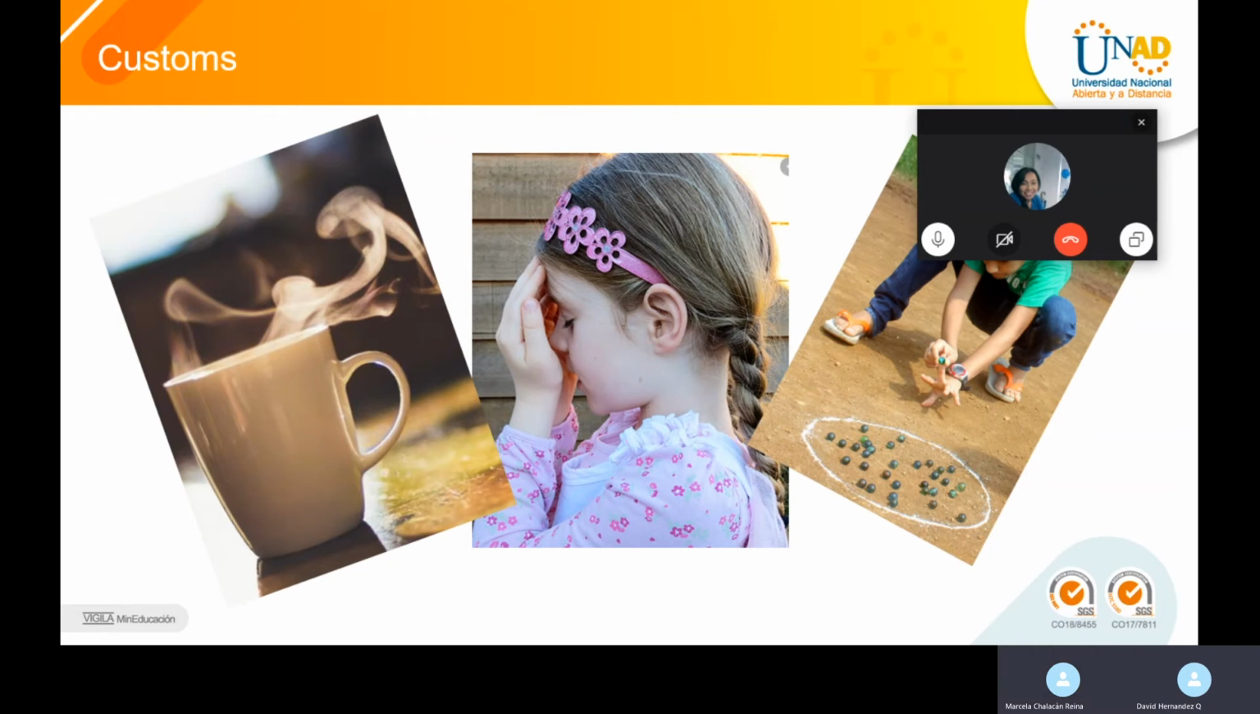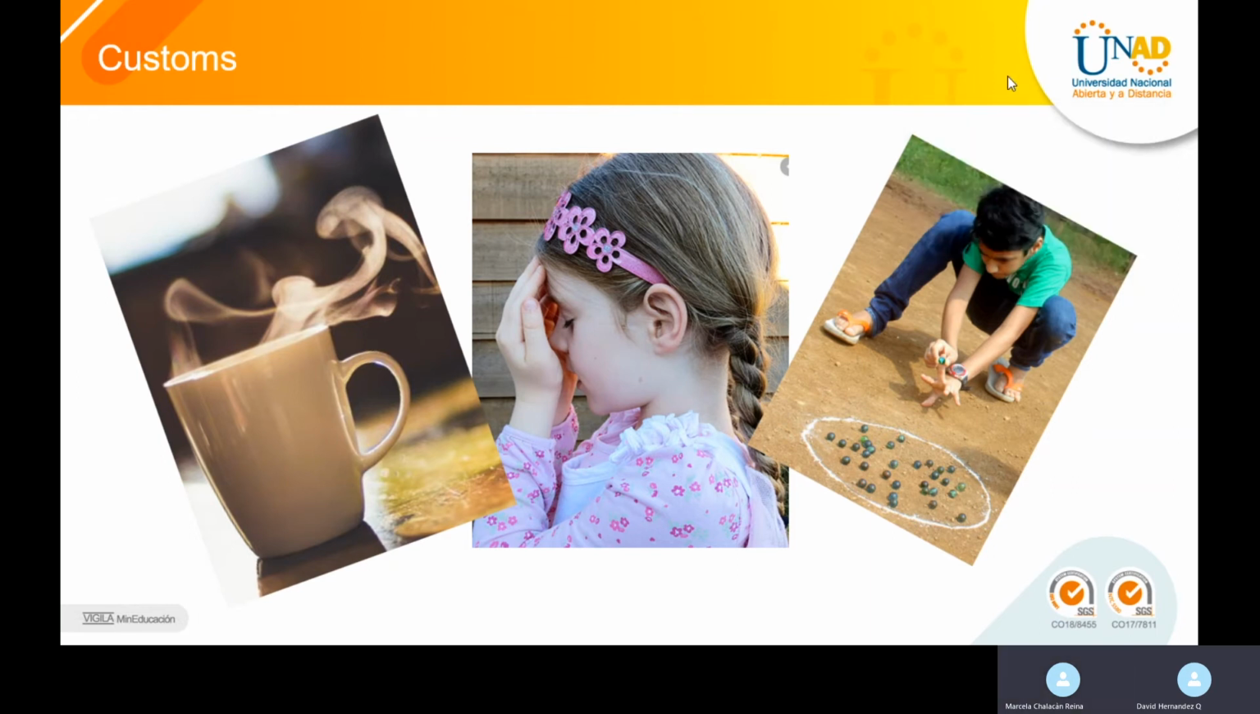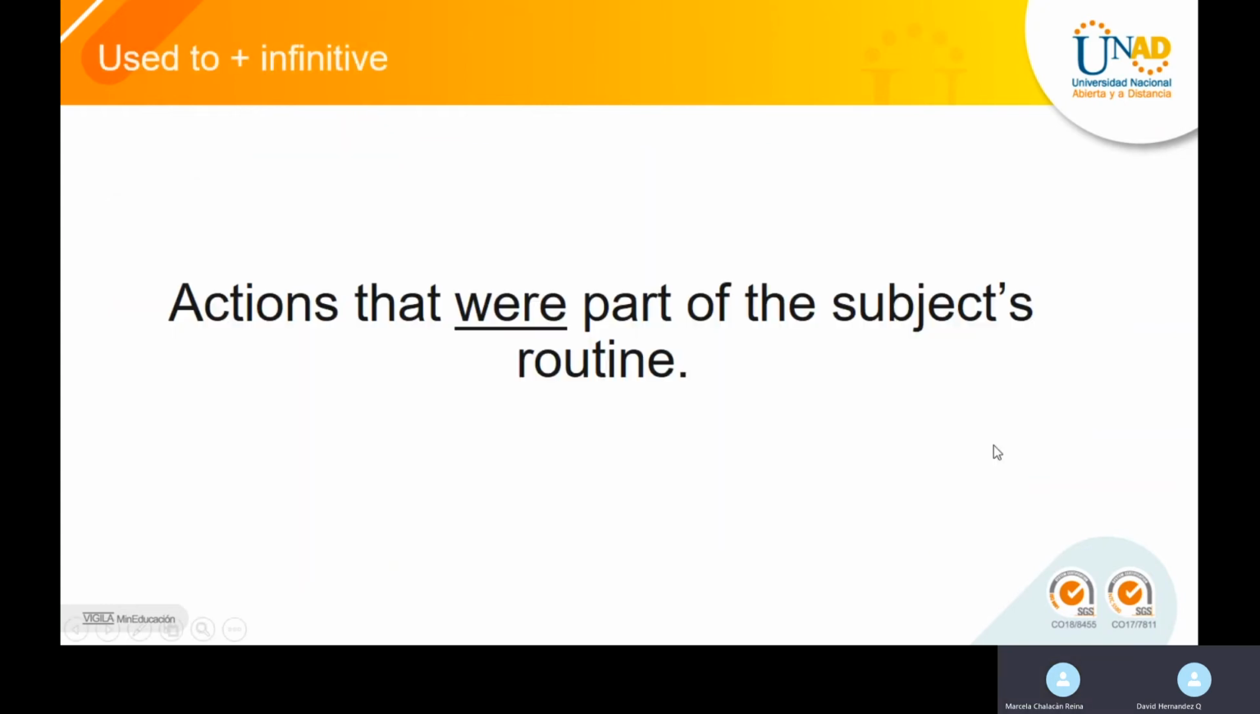As you can see, there is a coffee cup, a girl playing hide and seek, and a little boy playing marbles. I chose those images because there is no better way to express our past routines than those things that we did when we were little kids. So that's why I chose those images of kids playing and a coffee to express maybe the routines that we are doing now. Let's move on to the next.